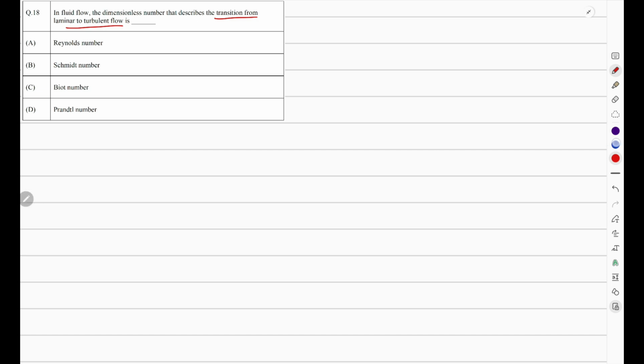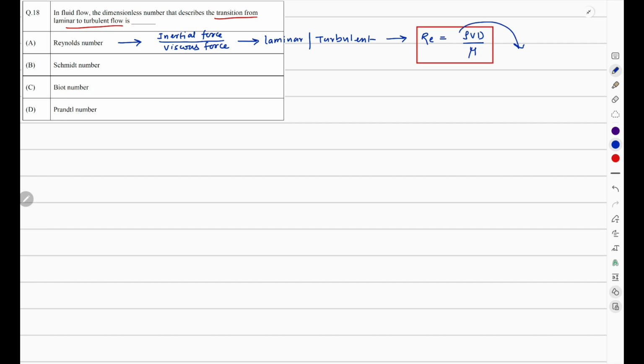First one is Reynolds number. Reynolds number is defined as the ratio of inertial force to the viscous force. This is used to determine whether the flow is laminar or turbulent. The formula for Reynolds number is Re equals rho V d by mu. In this case, rho is the density, V is the velocity, d is the characteristic length, and mu is the dynamic viscosity.